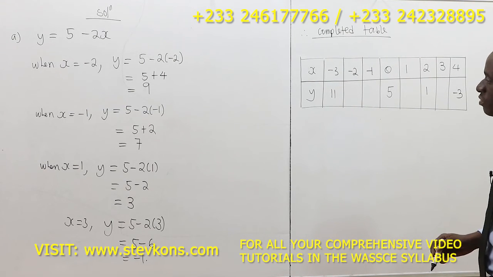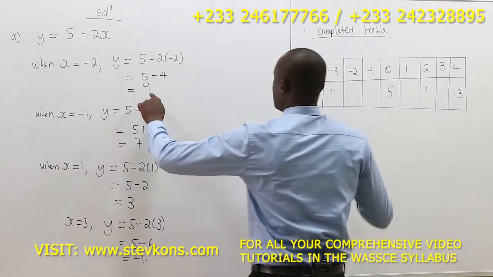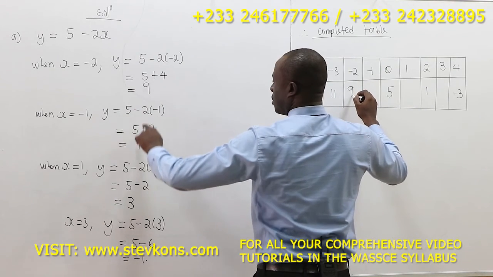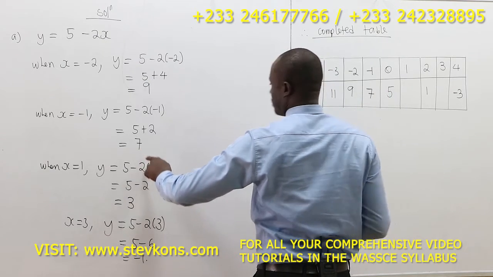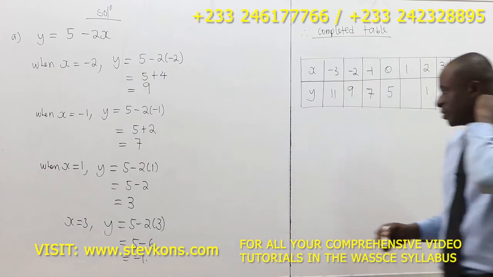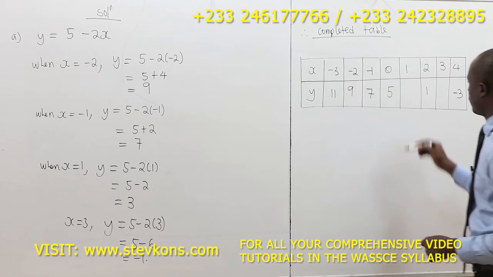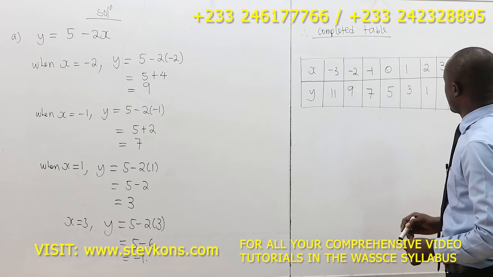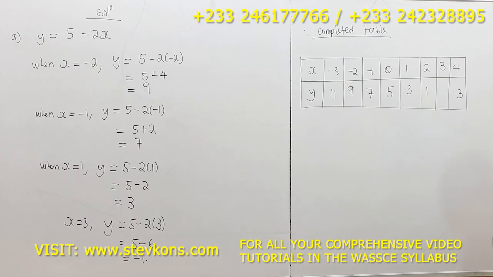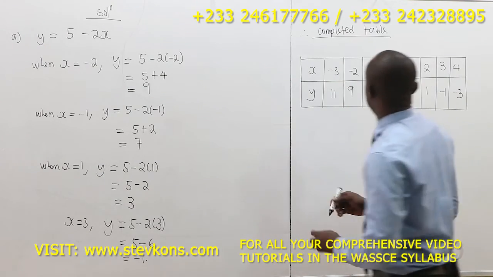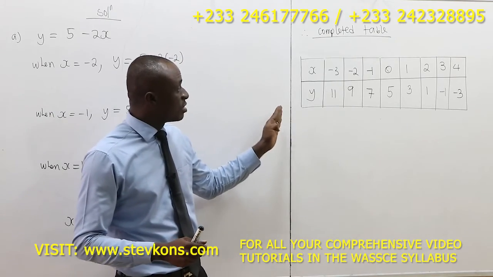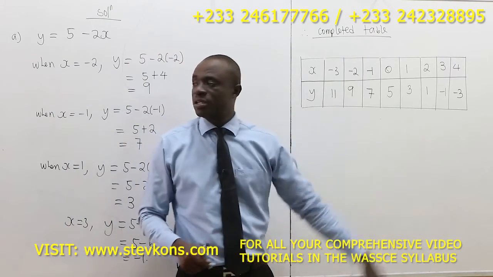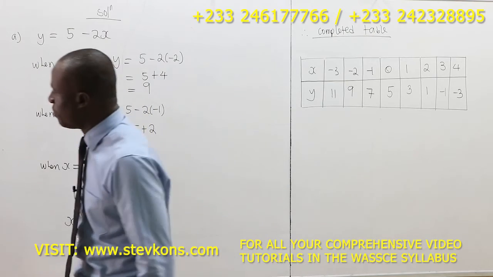Now, when it's negative 2, what's the answer? Negative 2, our answer is 9. Negative 1, we have 7. When x is 1, we have 3. And then when x is 3, we have negative 1. So that's the first part. That's the A, to complete the table. So there's the completed table. Now, what is the question B?